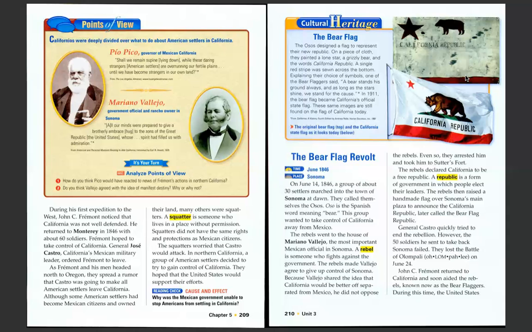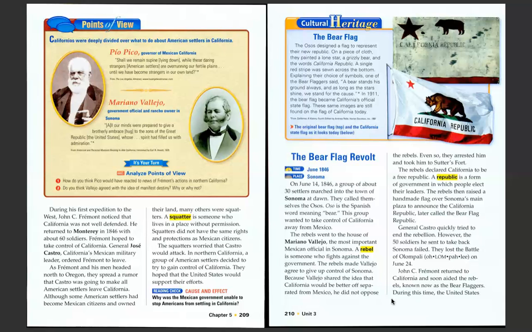Explaining their choice of symbols, one of the bear flaggers said, "A bear stands his ground always, and as long as the stars shine, we stand for the cause." In 1911, the bear flag became California's official state flag. These same images are still found on the flag of California today. So this is the original flag on the top, right, of California. And then this is probably as you recognize it today. So just a little bit different, but still the symbols with the star and the flag.